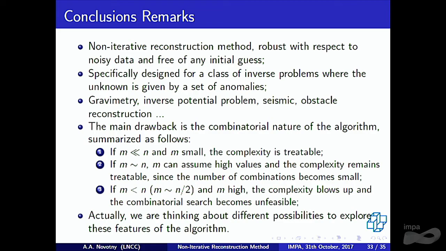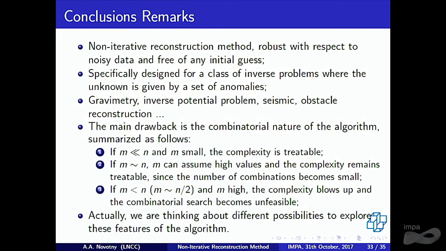And this problem, in this set of admissible solutions, has existence and uniqueness of solution, but we don't have stability. So if our method is non-iterative, we get somehow stability for free. Okay, there is no accumulation of error during the iterations. Okay. So it has been specifically designed for a class of inverse problems where the unknown is given by a set of anomalies.